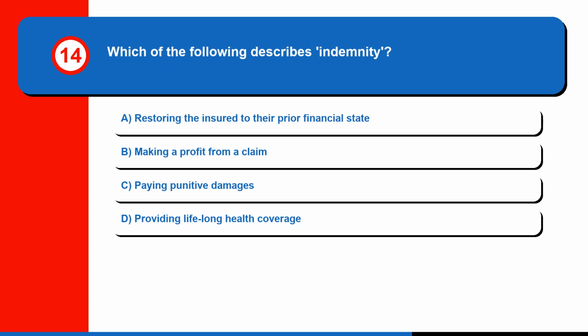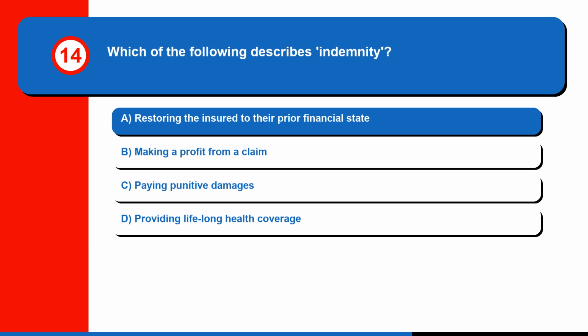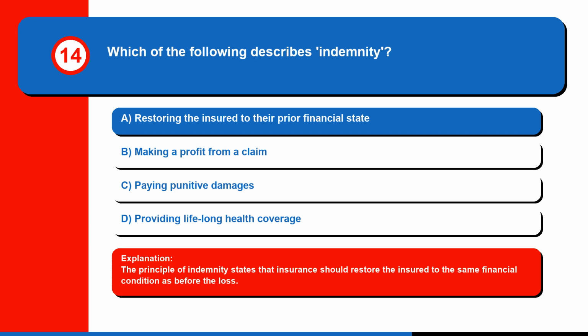Question 14. Which of the following describes indemnity? A, restoring the insured to their prior financial state. B, making a profit from a claim. C, paying punitive damages. Or D, providing lifelong health coverage. The correct answer is A, restoring the insured to their prior financial state. The principle of indemnity states that insurance should restore the insured to the same financial condition as before the loss.